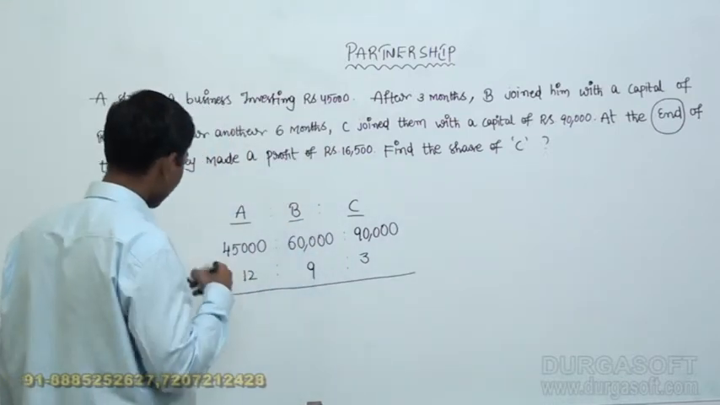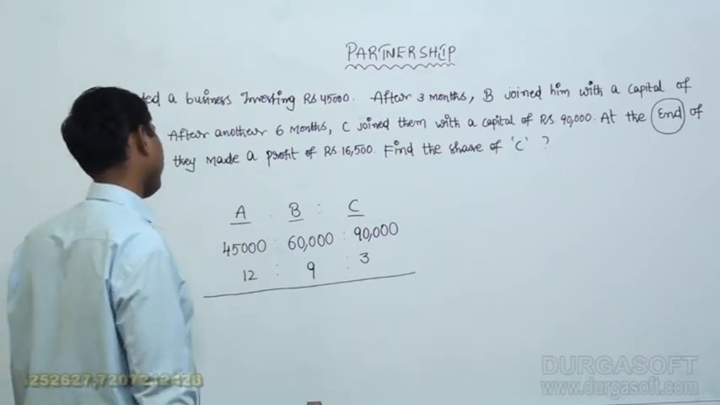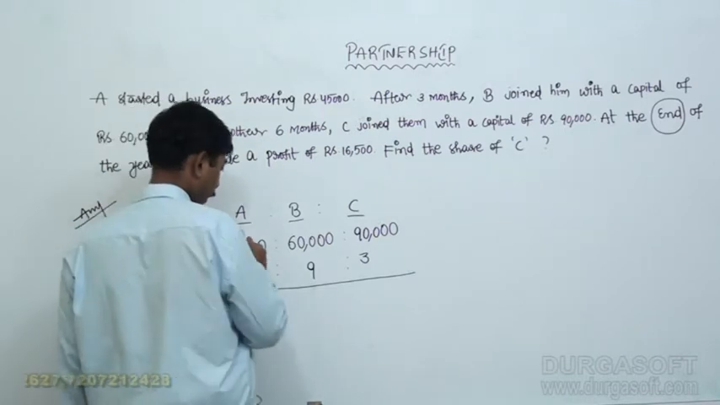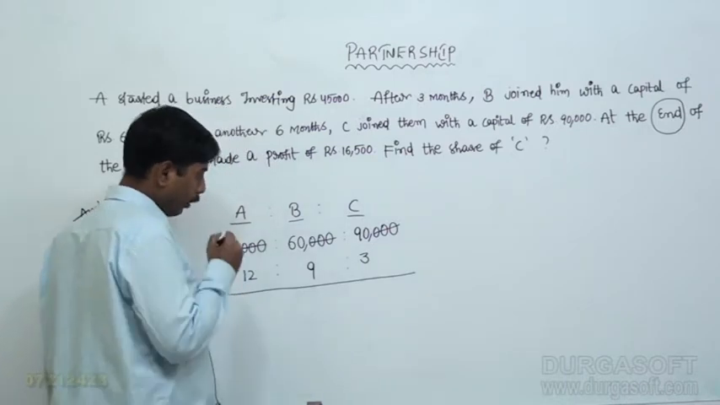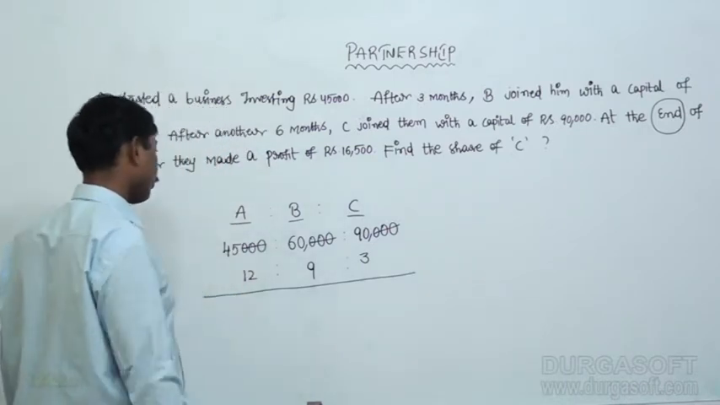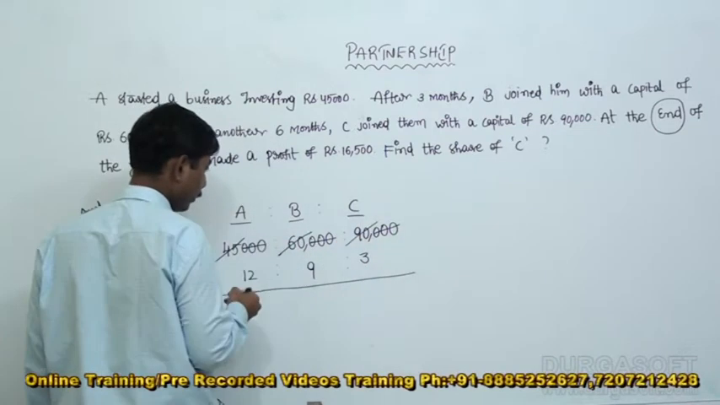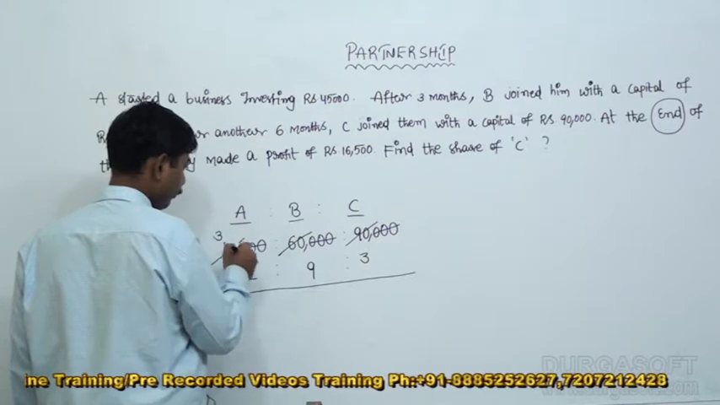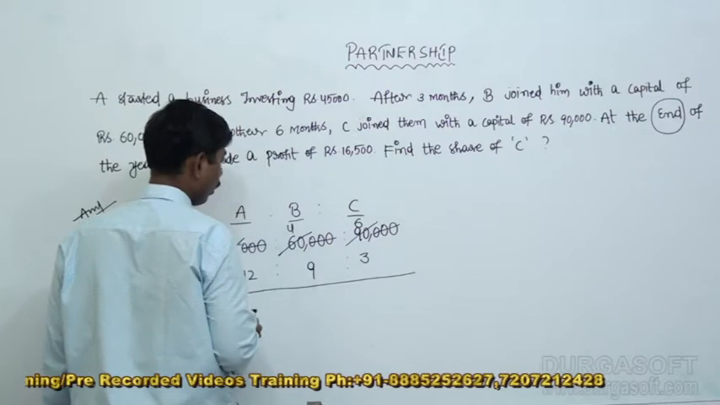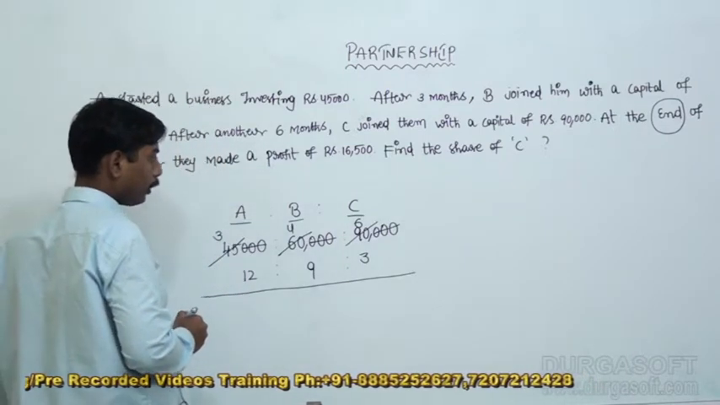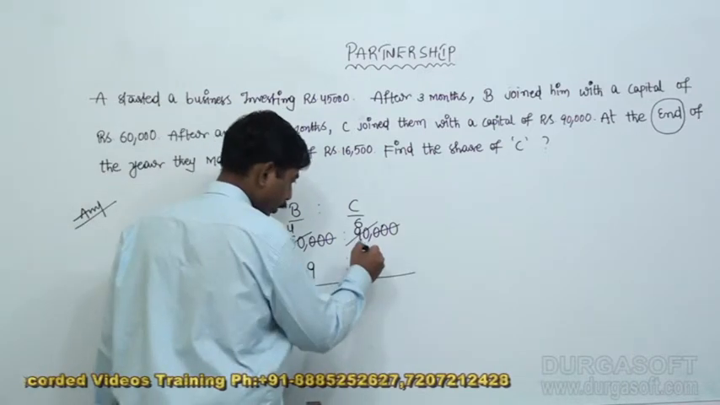All right. Now, let us go for the investment ratios of A, B and C in the business. What ratio should it be here? 3, 4 and 6. When I talk about the time period ratios of A, B and C here, my dear guys, what should that ratio be?